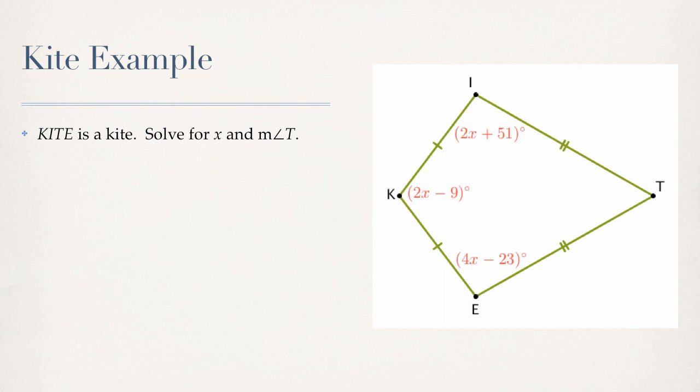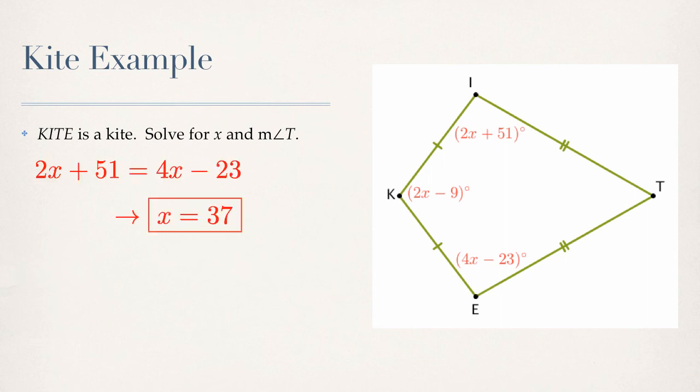In this final example, here we have a kite, and our job is to solve for x and then find angle T. Well, we're given 3 angles here, and we know that 2 of the angles must be congruent. The angles that are made up of the non-congruent sides, so angle I and angle E, those are congruent. So if we set them equal, we get x is 37. And then to find angle T, all we should do is sub in that value of x.